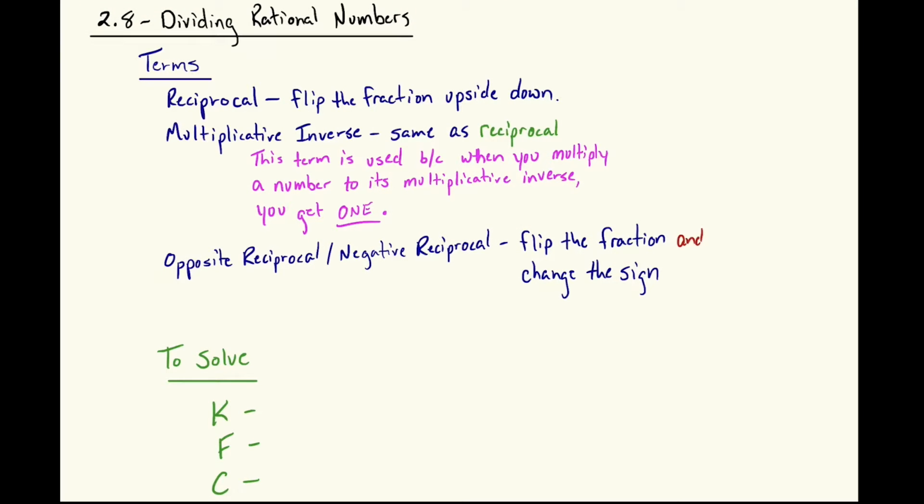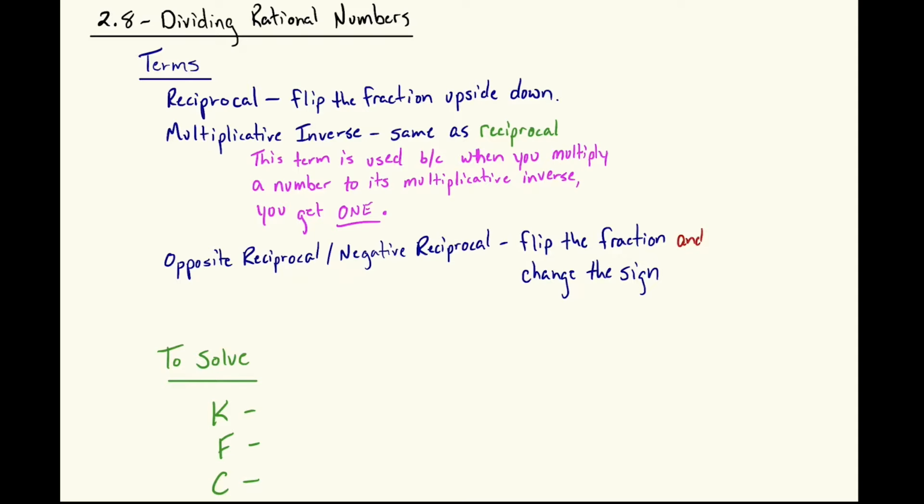Hello everyone, and welcome to lesson 2.8, which is on dividing rational numbers. A couple things from this section carry over from section 2.6, which was on multiplying rational numbers. Those two things are, one, we do not have to have common denominators in order to divide, so that saves us some time here. And also, rational numbers are any numbers that can be written as fractions.